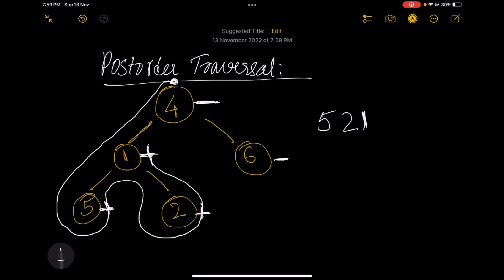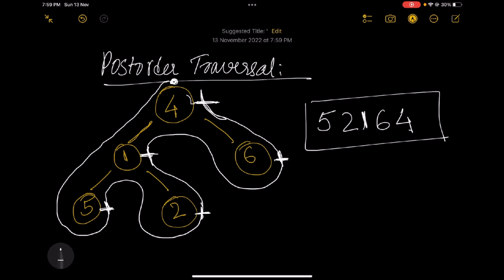Now again we are crossing the long way, and we are meeting the line that connects to 6, so we are writing down 6. And at last we are continuing our path and ending our journey by cutting the line that connects to 4. So 5 2 1 6 4. This is the complete answer of the pre-order traversal. You can also watch the previous video where we get the same answer, 5 2 1 6 4.